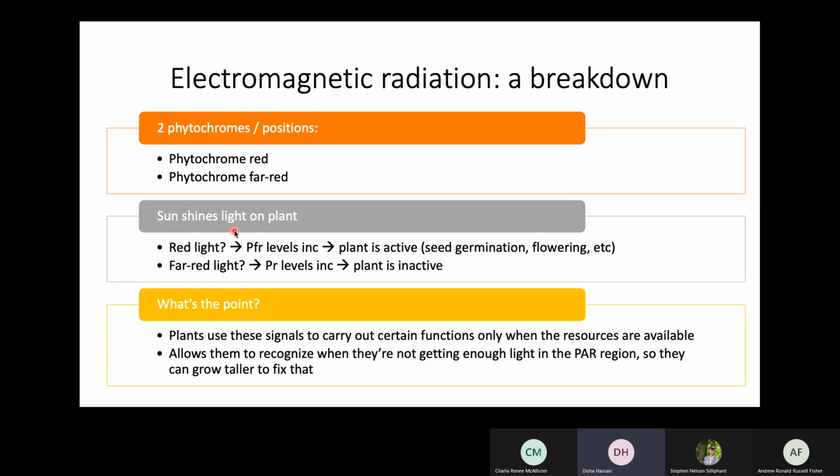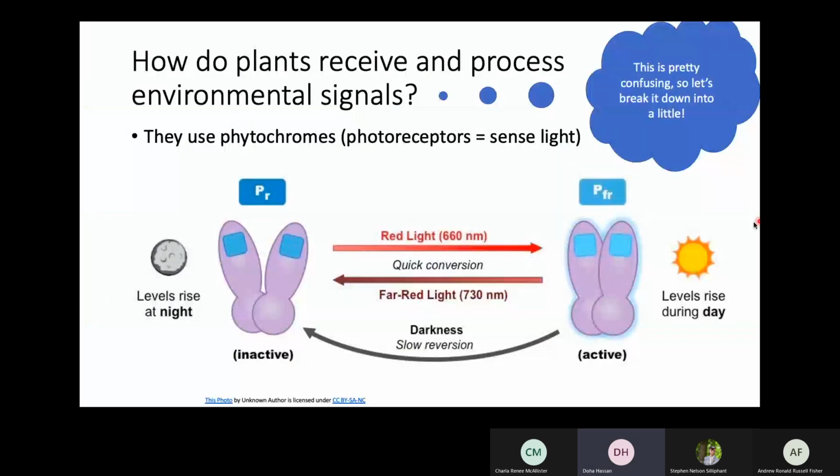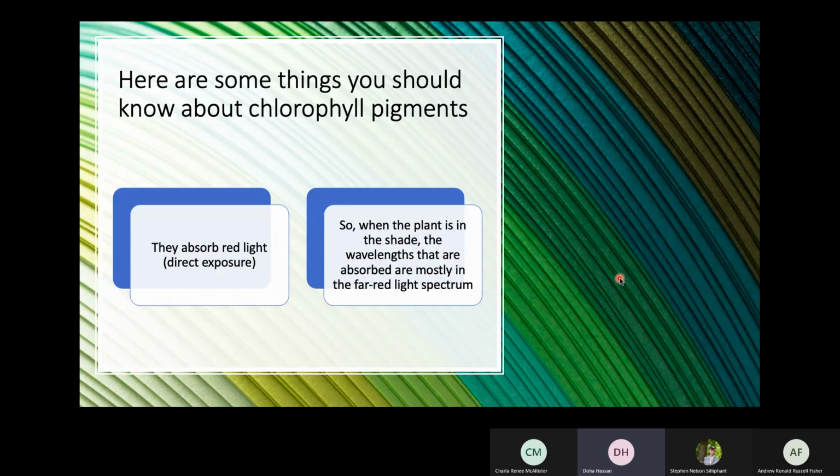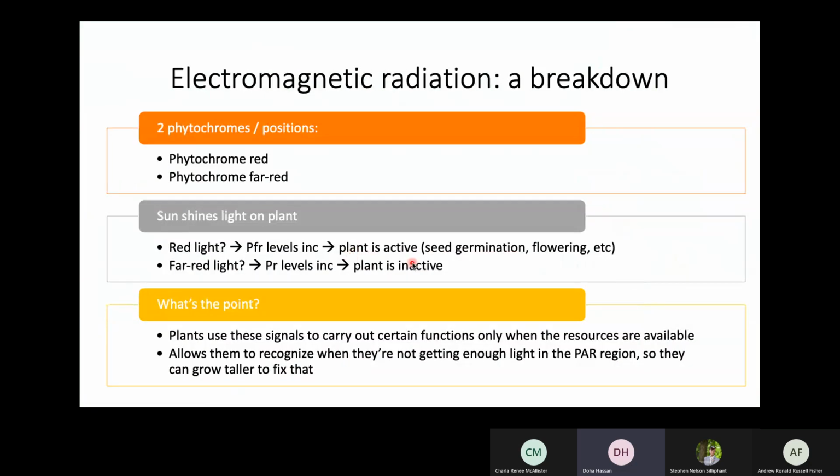If the sun shines its light on the plant and the chlorophyll pigments absorb red light, then the concentration of phytochrome far red positions will increase. So you'll get more of these if the sun is shining. This means that the plant is active. That means the plant is able to use its energy because it knows that sunlight is abundant. So it's able to use this energy to perform tasks that are not necessary for its survival, like seed germination and flowering.